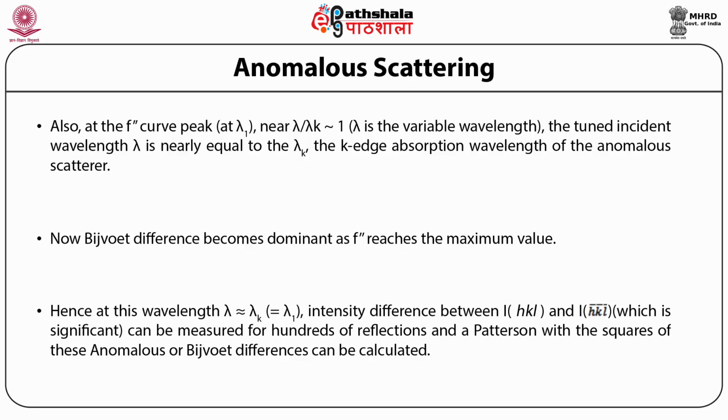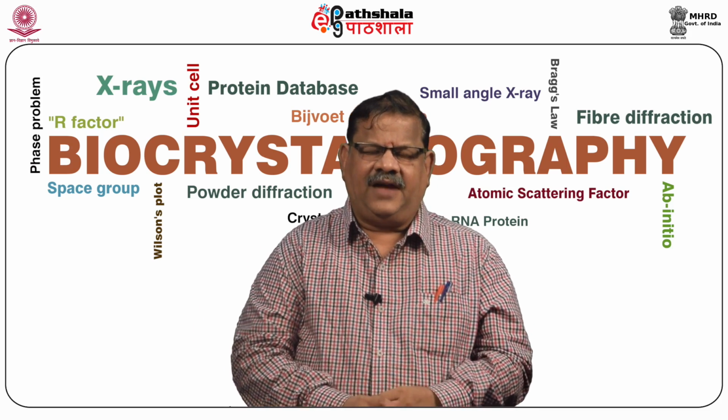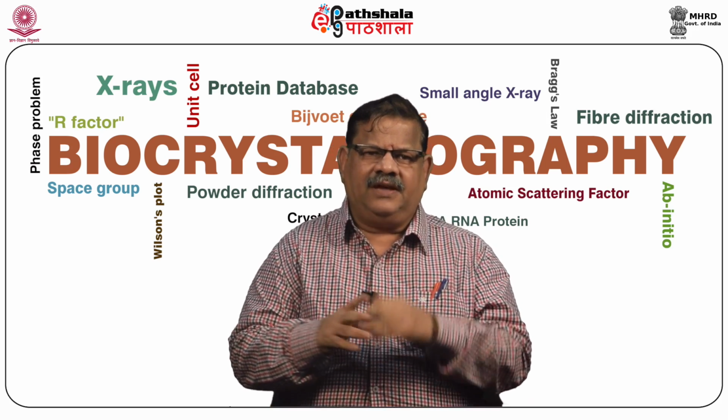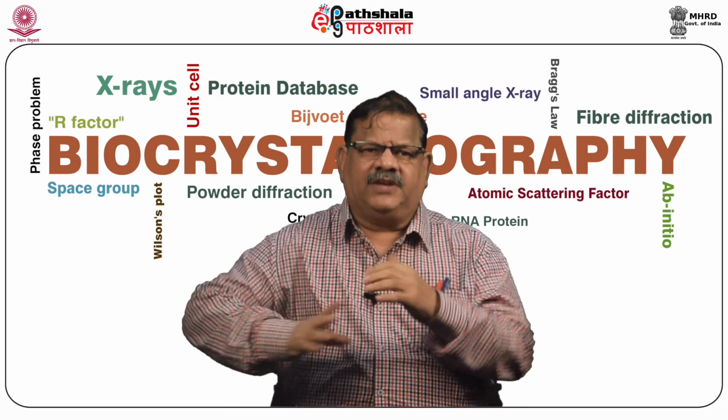The intensity difference between the HKL reflection and the H bar, K bar, L bar reflection will be significant, and this can be measured for hundreds of reflections, and a Patterson with the squares of these anomalous or Bijvoet differences can be calculated. Again, we will show with real data what we mean by dispersive differences and Bijvoet differences when we deal with protein structure determination. You can see from the graph that there is a wavelength lambda 1 where the f double prime curve takes the maximum value. So this is known as the peak wavelength.